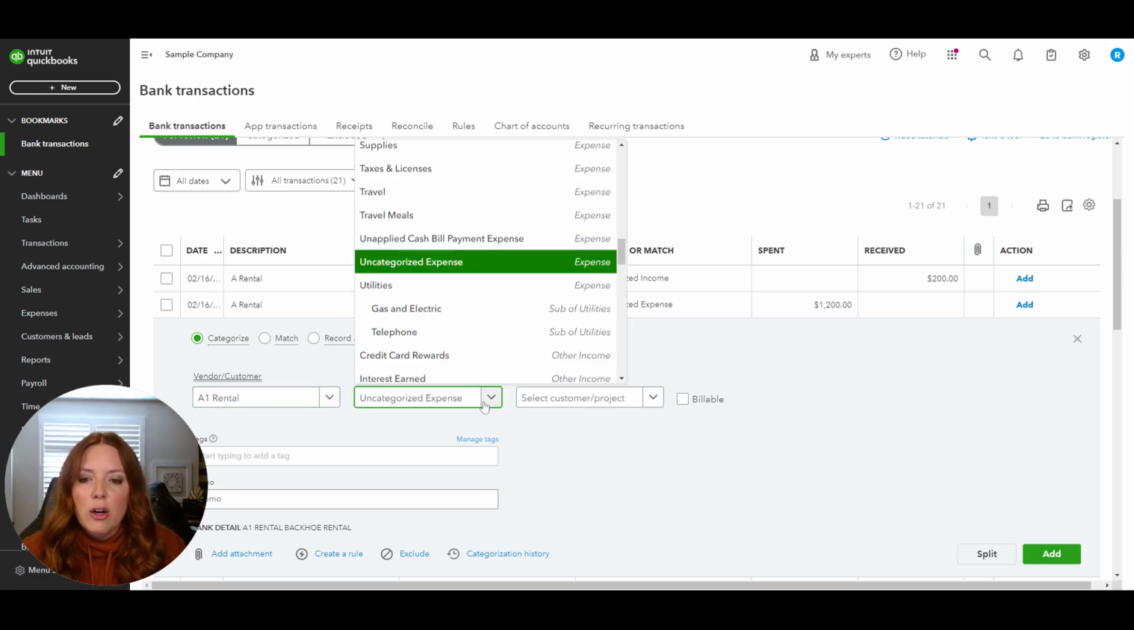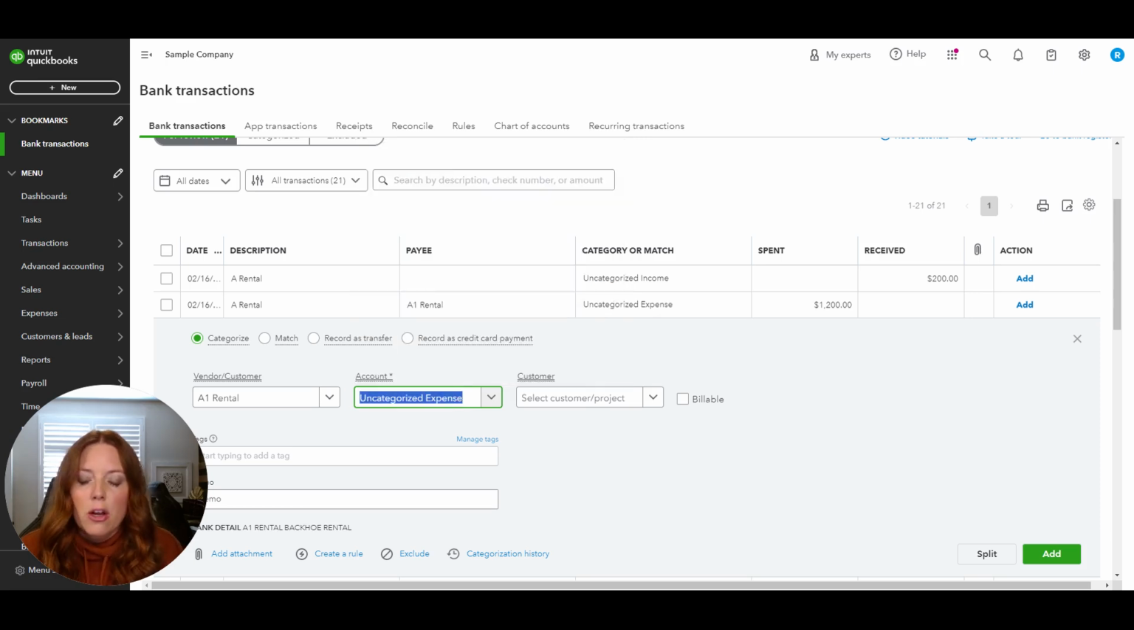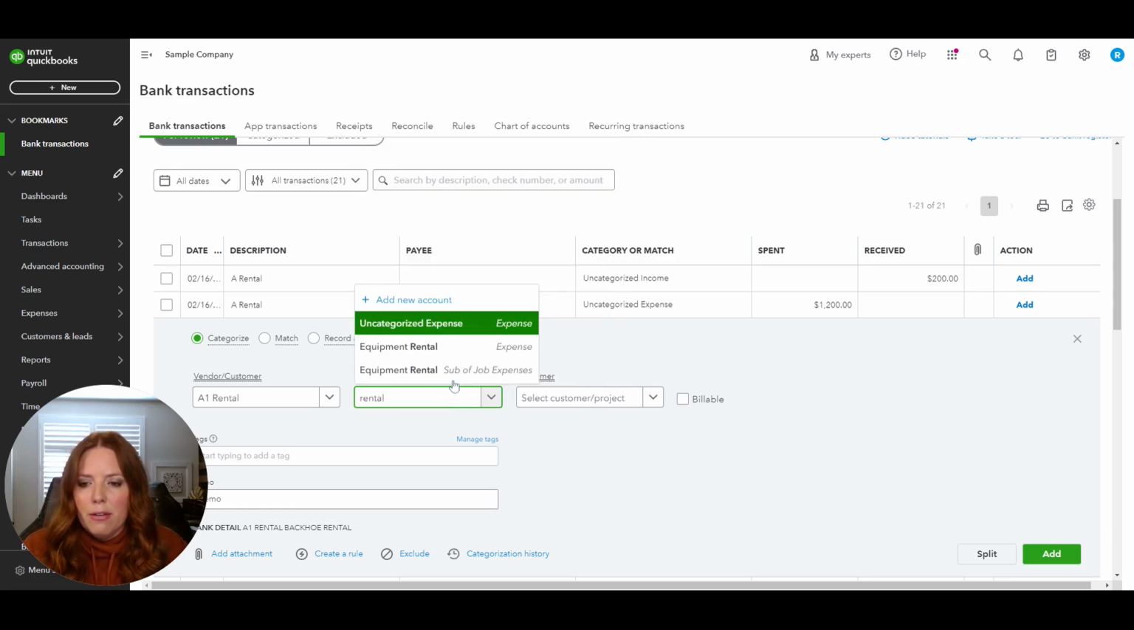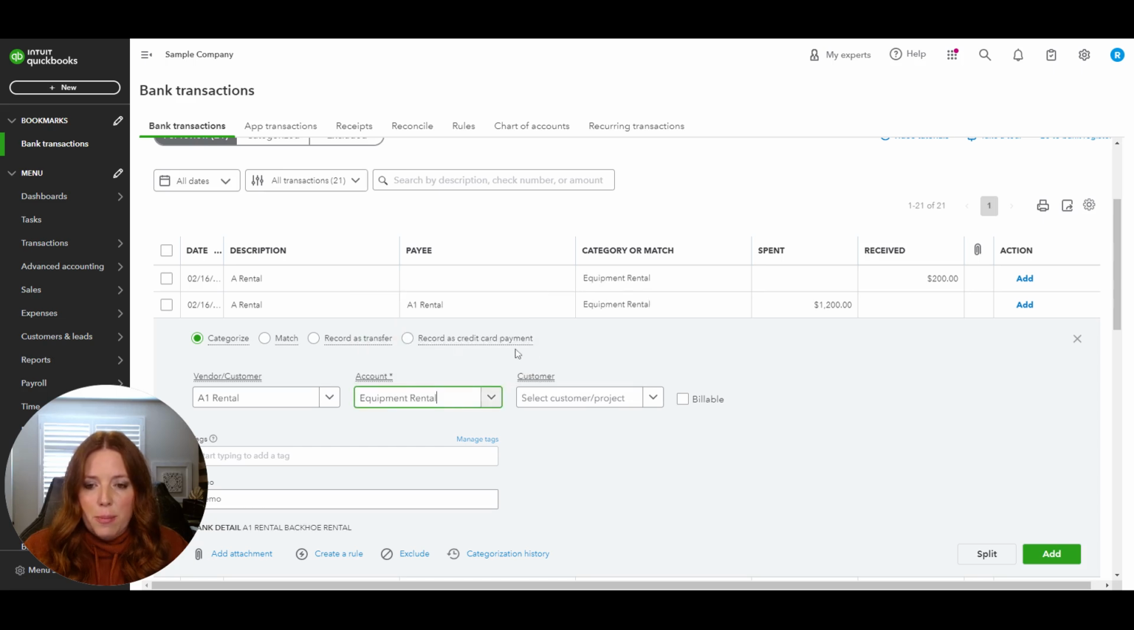And then here we are going to pick what this was for. So we are going to type in rental and see what comes up here. This is equipment rental. So we'll say that this was equipment rental. It was an expense, and we'll hit add.